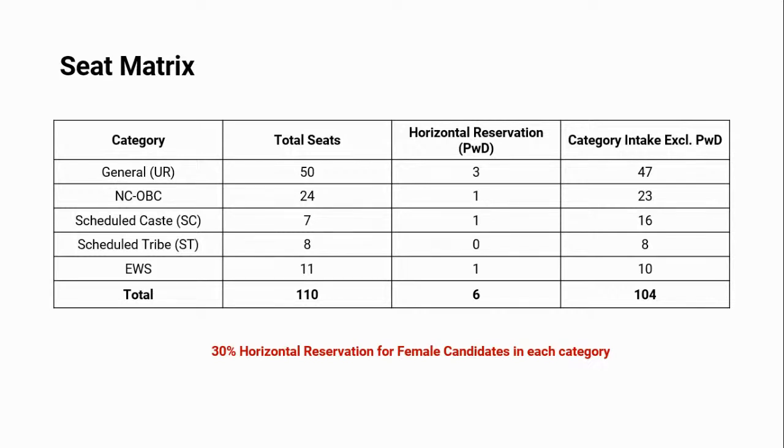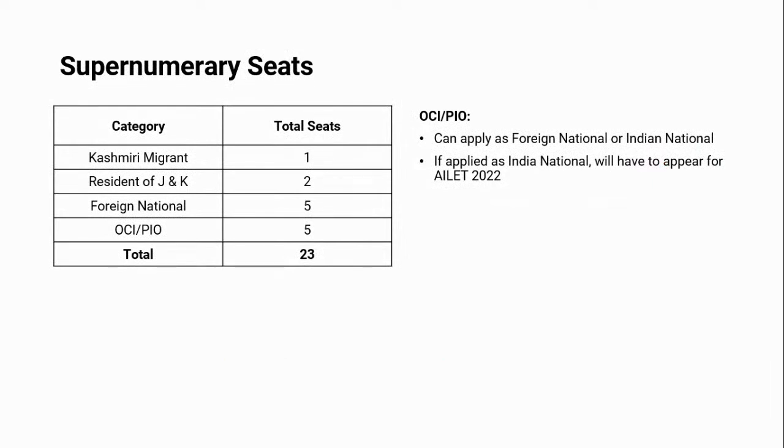You must also remember the fact that 30% of the seats in each of the categories will remain for the female candidates, which means out of the 47 for the general category, 30% of the seats will be filled by female candidates. Similarly, in the NC-OBC category, out of 23, 30% of the seats will be filled by students who are female. So they have kept that reservation very similar to last year. Nothing changes over here.